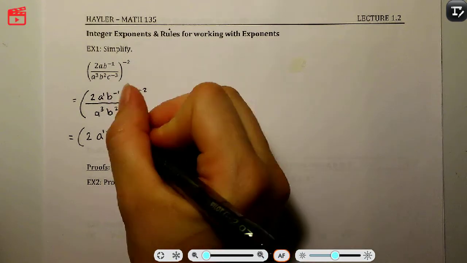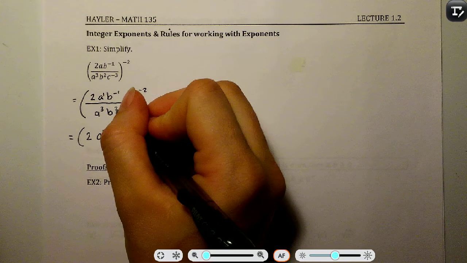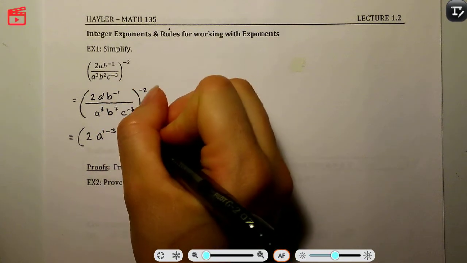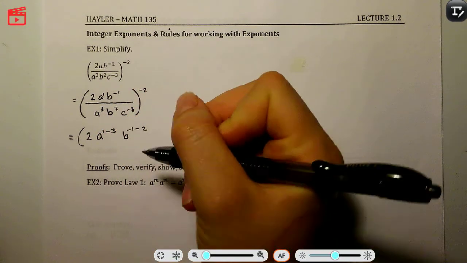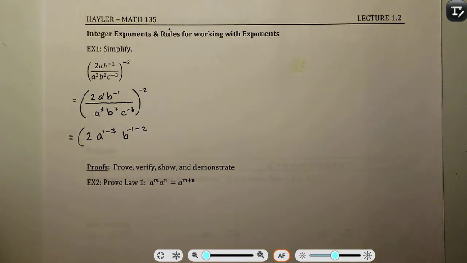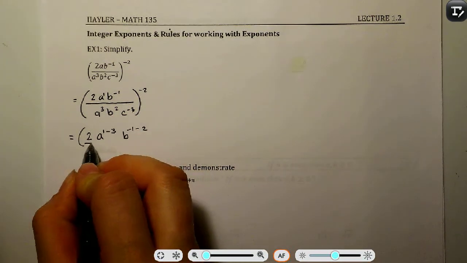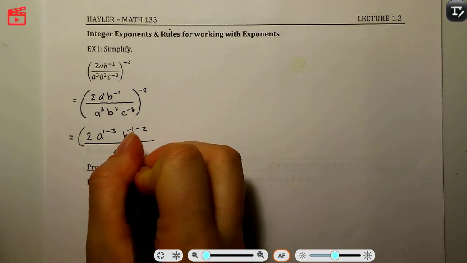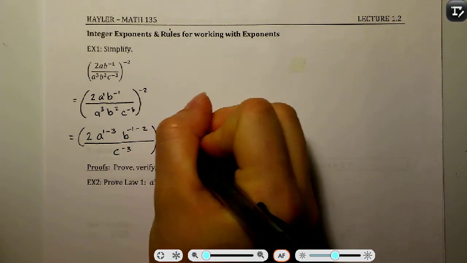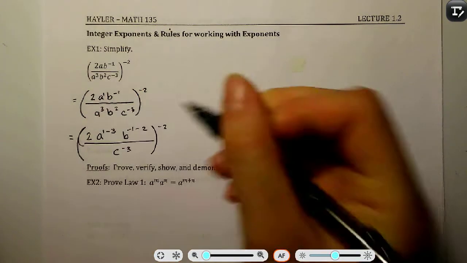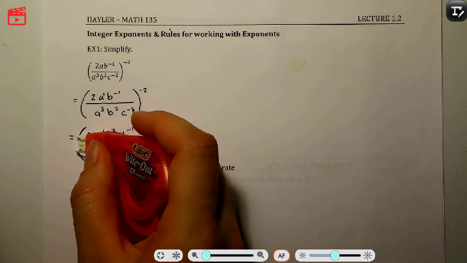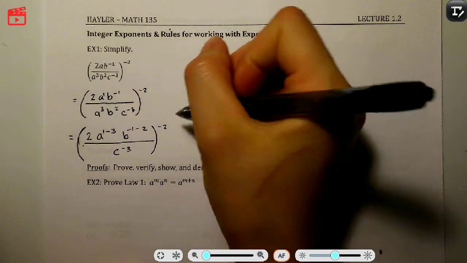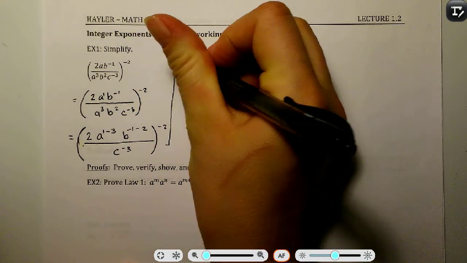Let's do the same for b. It's b to the negative 1, and then using the quotient rule would bring up the 2, so b minus 2. And still on the bottom, we have our c to the negative 3 power. Let me change that parenthesis right there. That's kind of ugly. Okay, and here's my arrow to indicate where I'm going with my work.